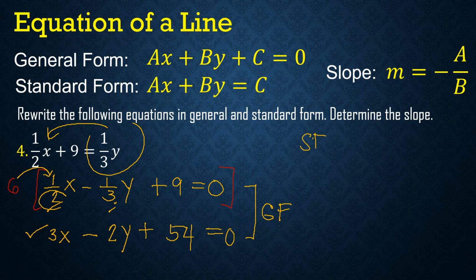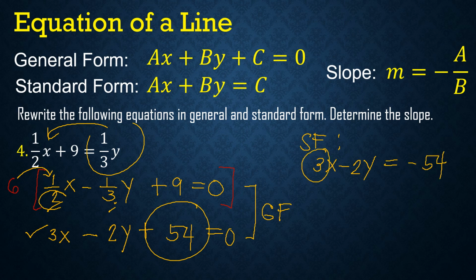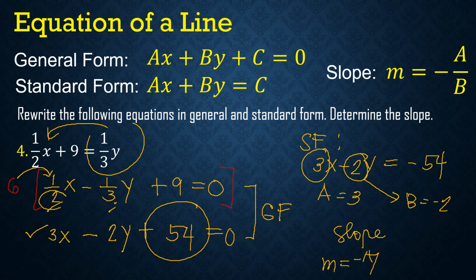So the standard form will now be 3x minus 2y. So lipat natin ng positive 54, magiging negative 54. So dito makikita natin na a is 3 and b is negative 2. Therefore, slope m is equal to negative a over b is equal to negative 3 over negative 2. Substitute. The answer is 3 over 2. So that is how we express or write a given in general and standard form.